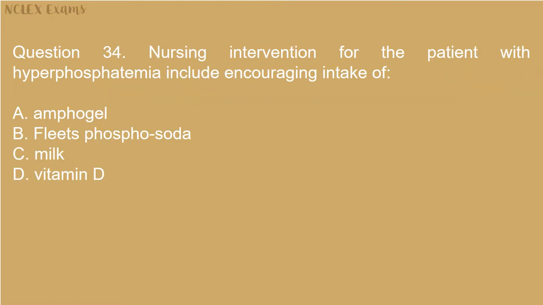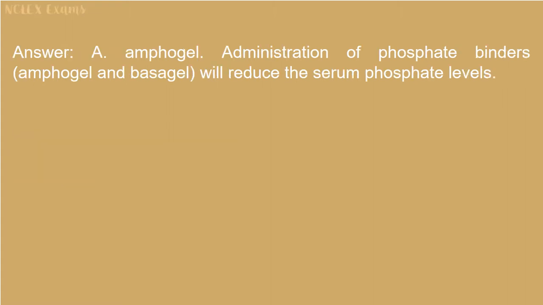Question 34. Nursing interventions for the patient with hyperphosphatemia include encouraging intake of A. Amphojel. B. Fleet's Phospho-soda. C. Milk. D. Vitamin D. Answer A. Amphojel. Administration of phosphate binders such as Amphojel and Basaljel will reduce the serum phosphate levels.